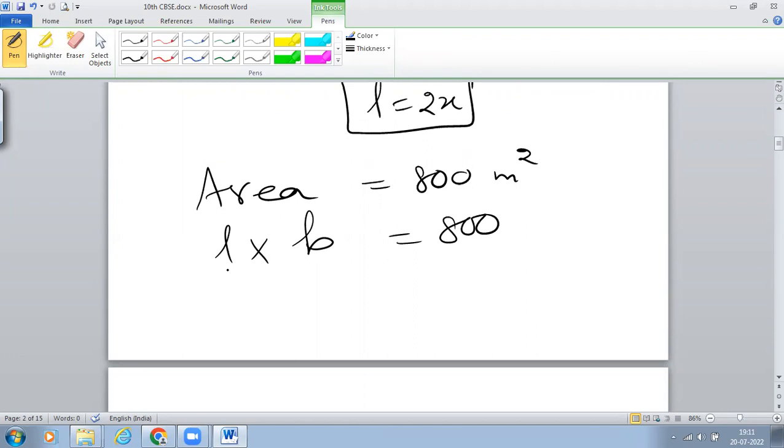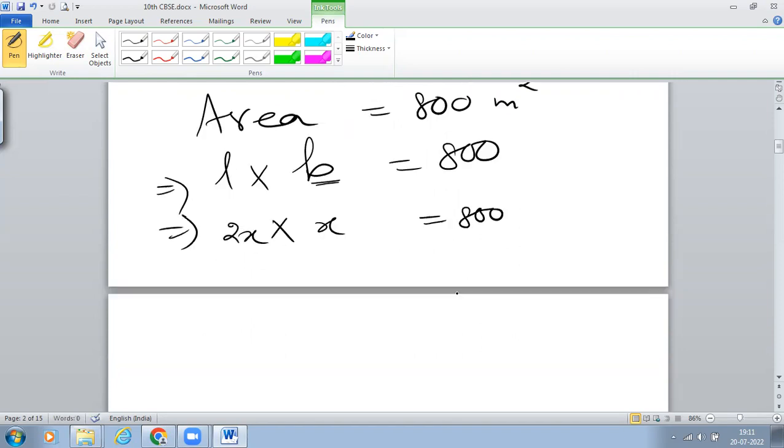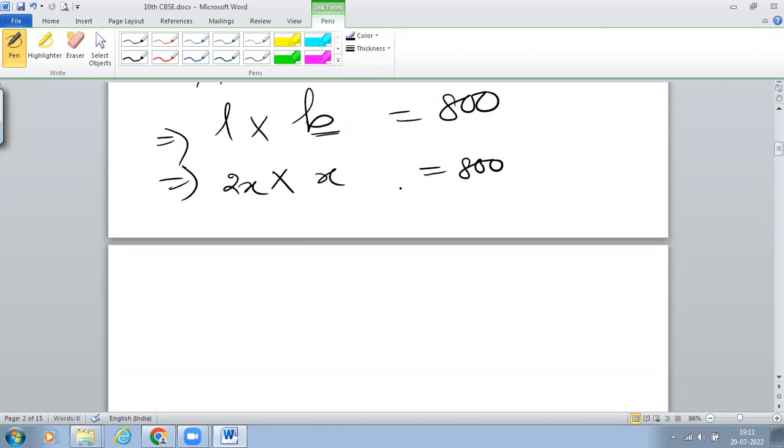Now, in the place of L, I'm going to replace L by 2x because it is given that length is twice the breadth. 2x into what is breadth? Breadth is x, which is equal to 800. So 2x into x is equal to 800. Okay, please complete up to this step. 2x into x is equal to 800.